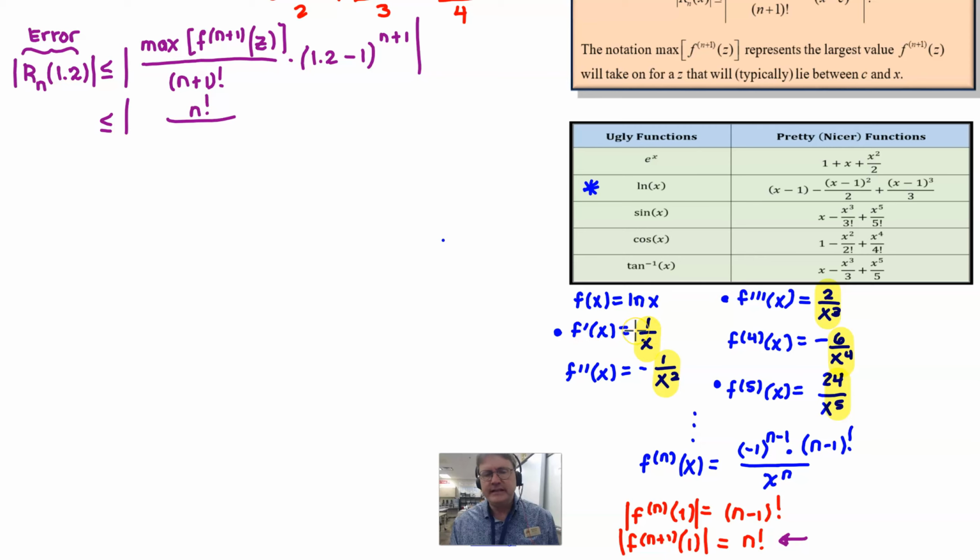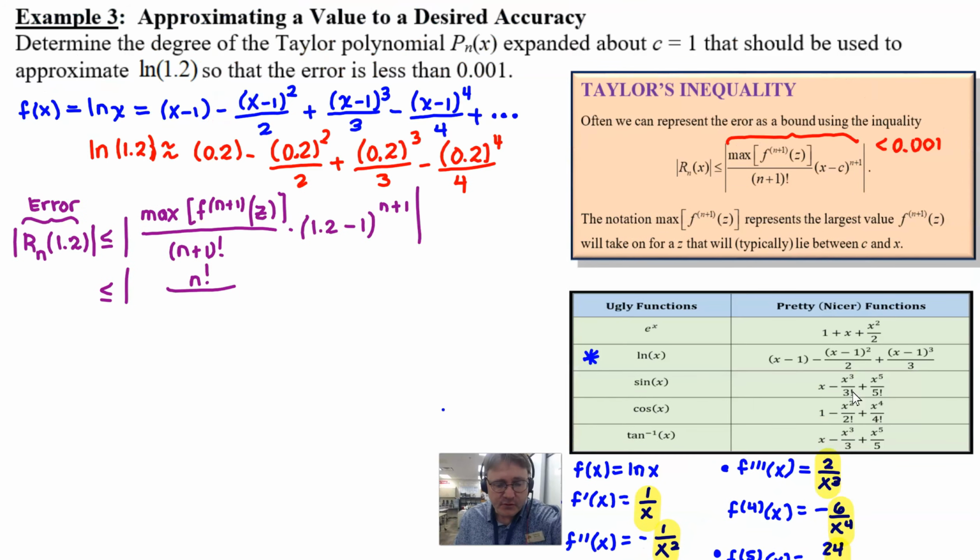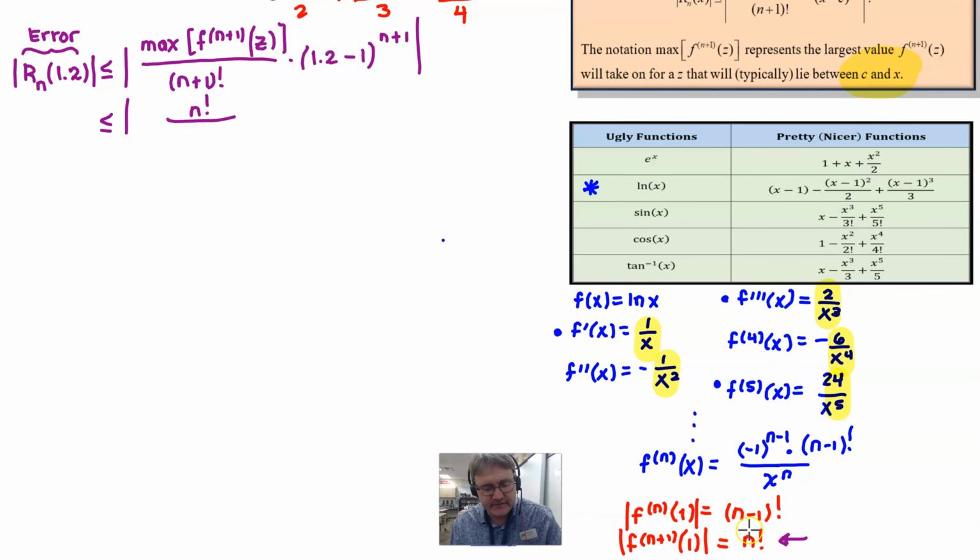Every one of these will decrease on the interval 1 to infinity, let alone 1 to 1.2. As x gets bigger, the fraction is going to get smaller. And so the only way that we can achieve the maximum is by starting at the very left of that interval. Remember what we said about z lying between x and c. In this case, my c is 1, my x is 1.2. There's where this z should live. And you can see that if we let z be the left end of that interval on a decreasing type of function, we're going to get our max. So that's why we use this n factorial.